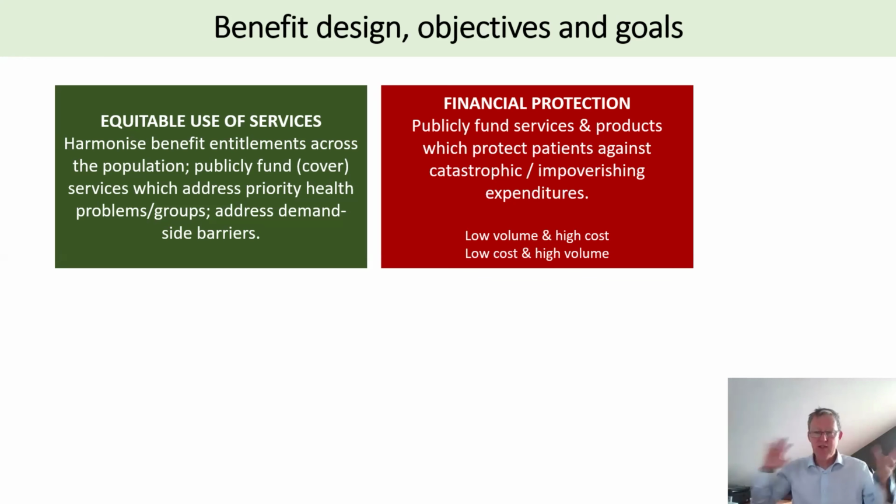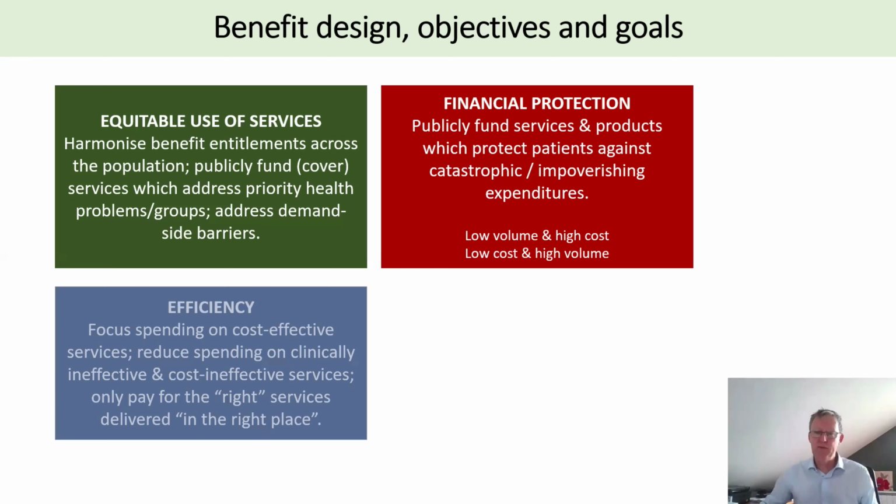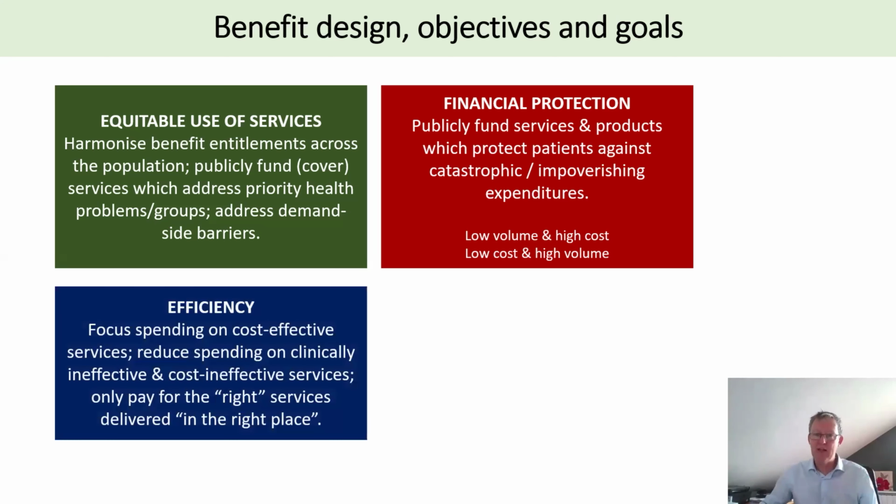So we need to understand the epidemiological patterns in every country and make sure that the benefits we're including are really addressing these concerns. This is how you drive progress towards UHC. On efficiency, focus spending on cost-effective interventions for whatever conditions are included, and by the same token, reduce spending on clinically ineffective or cost-ineffective services, and also only pay for services to be delivered in the appropriate level of care.